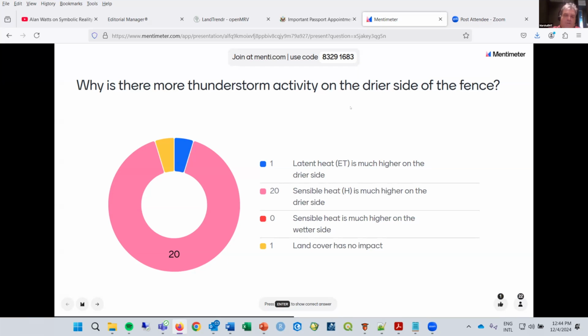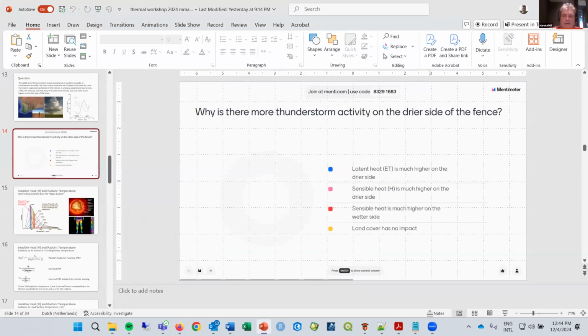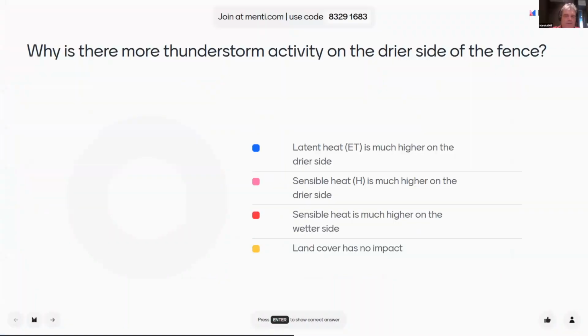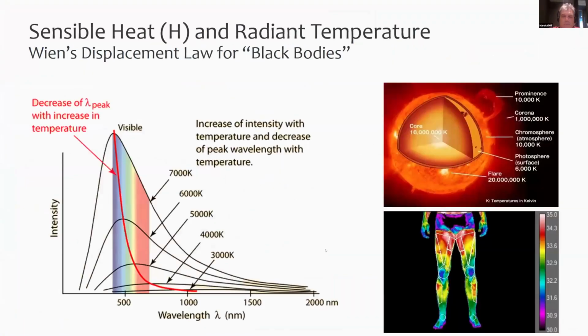So the correct answer is the second one, sensible heat is much higher, and that's because vegetation is sparse or low, and this heat is actually driving the convection, right? Okay, so, sorry, I'm trying to manage... okay, here we go.